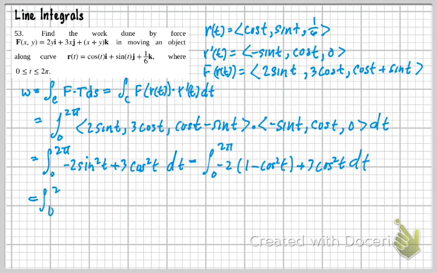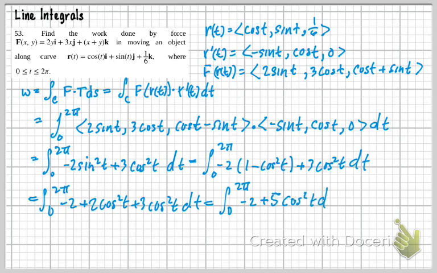And this here I can distribute through and then add those together. So the integral from 0 to 2π of negative 2 plus 2 cosine squared t plus 3 cosine squared t dt. And that equals the integral from 0 to 2π of negative 2 plus 5 cosine squared t dt. Which this equals, when you do all the math, π. So that's the answer, π.